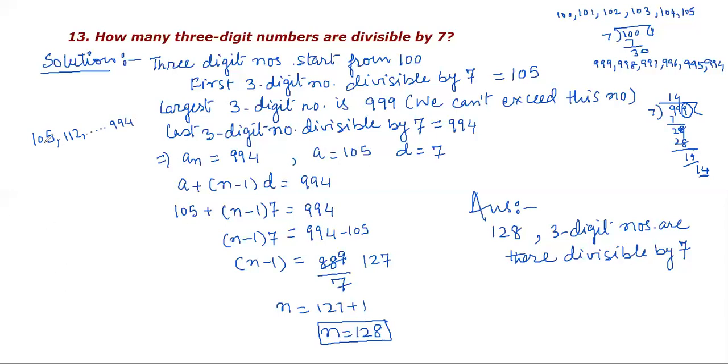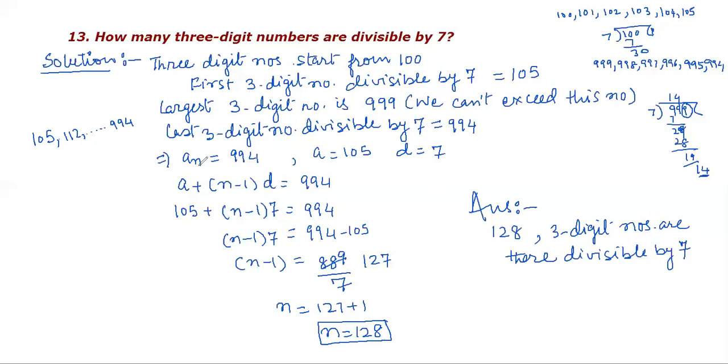After every interval of 7, you will get a number divisible by 7. So the last number is 994, therefore an is 994. The first number is 105, therefore a is 105. And you are getting the number after an interval of 7. Interval means d, the difference between two consecutive terms, which will be 7. Therefore, d is 7.